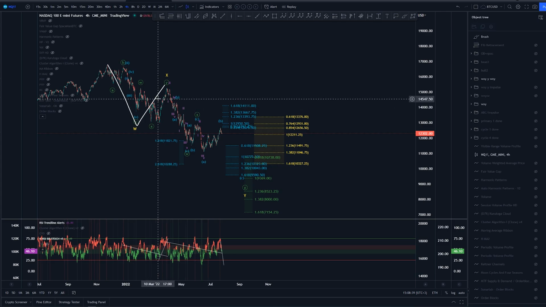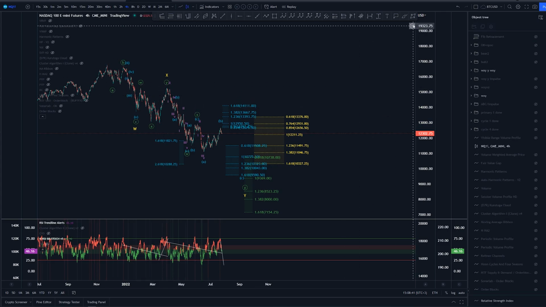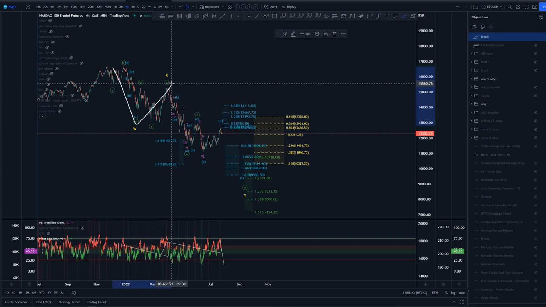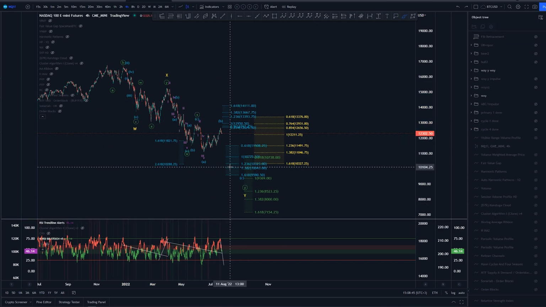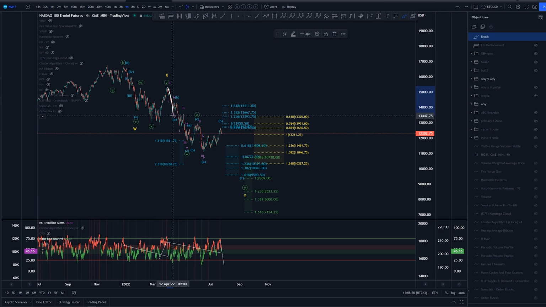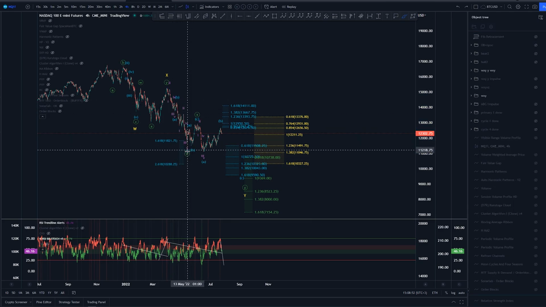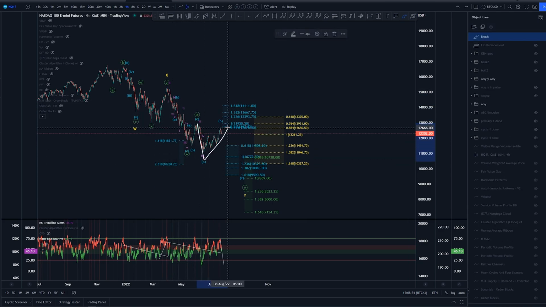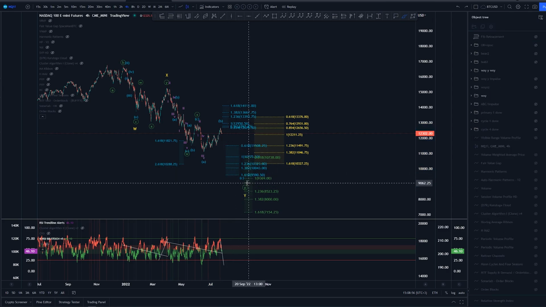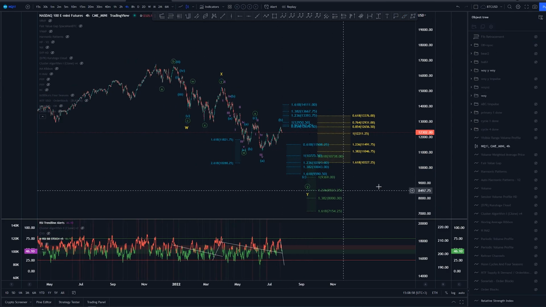The second idea is that we have structures like this, in which we have W, X, and wave Y would be soon-ish to be completed. In this wave structure, we would have this as an ABC into W, ABC into X, and then ABC into wave Y to complete the higher time frame wave Y.